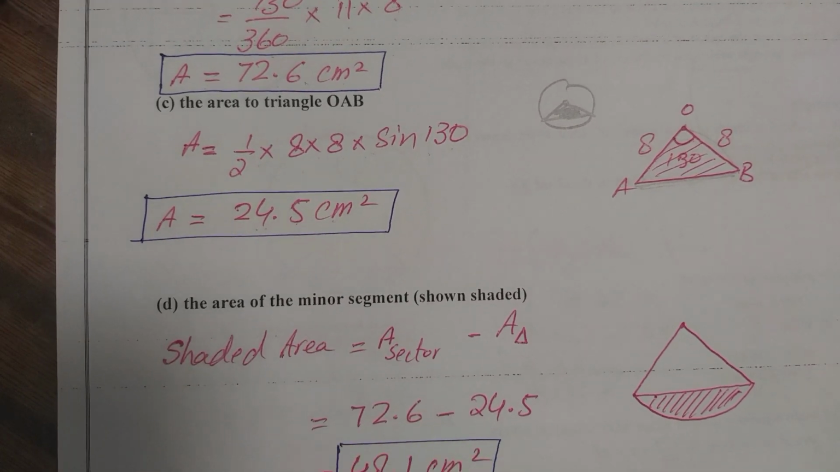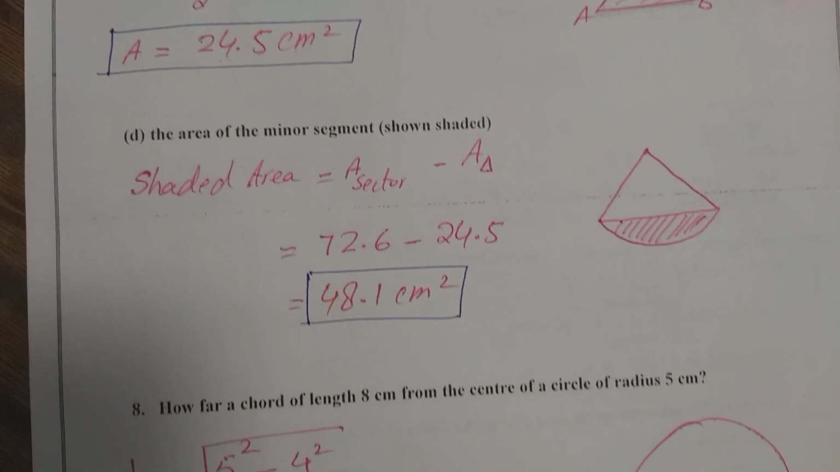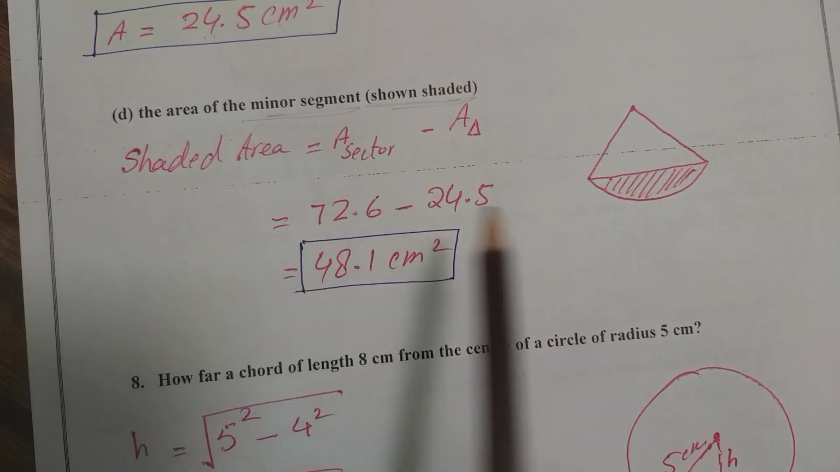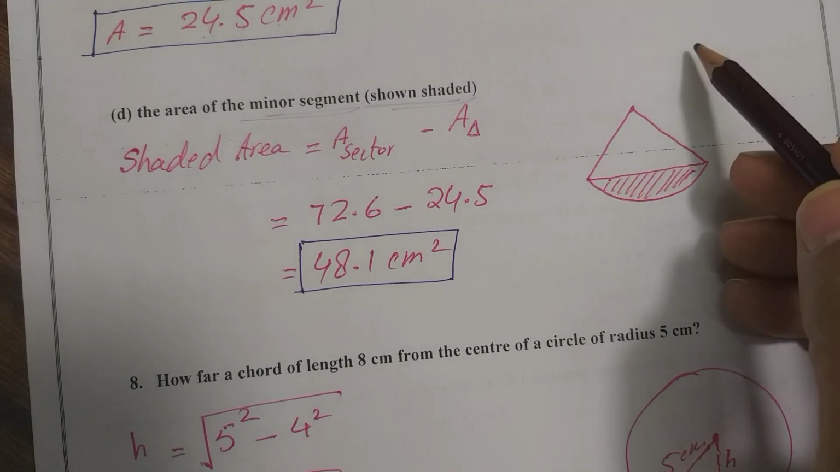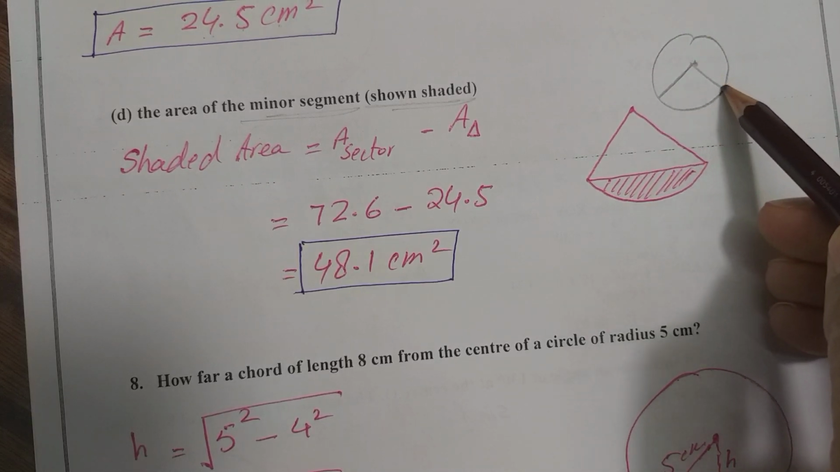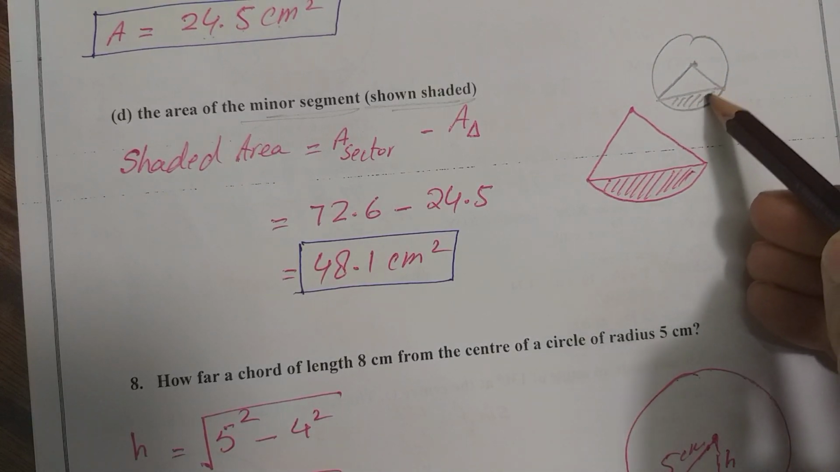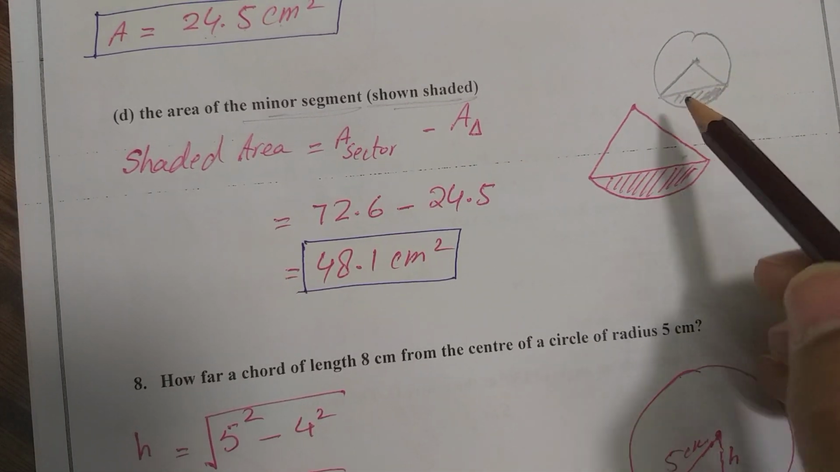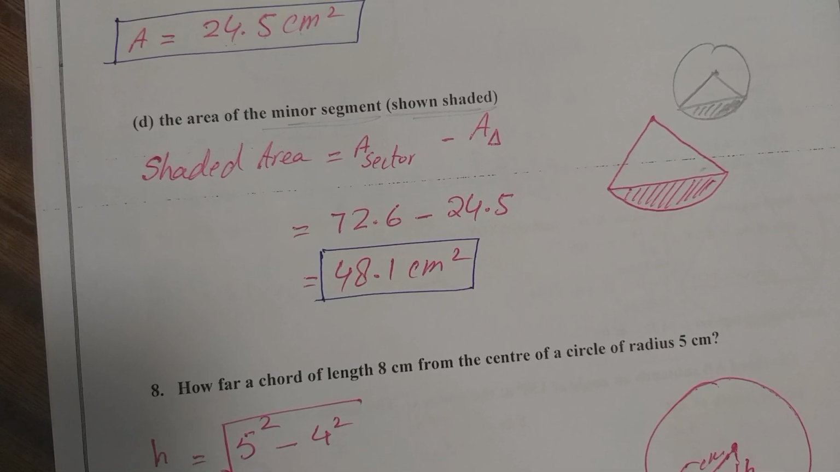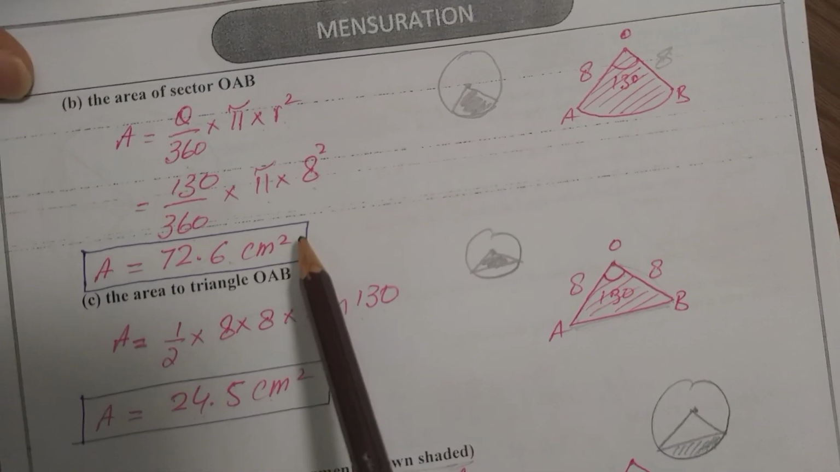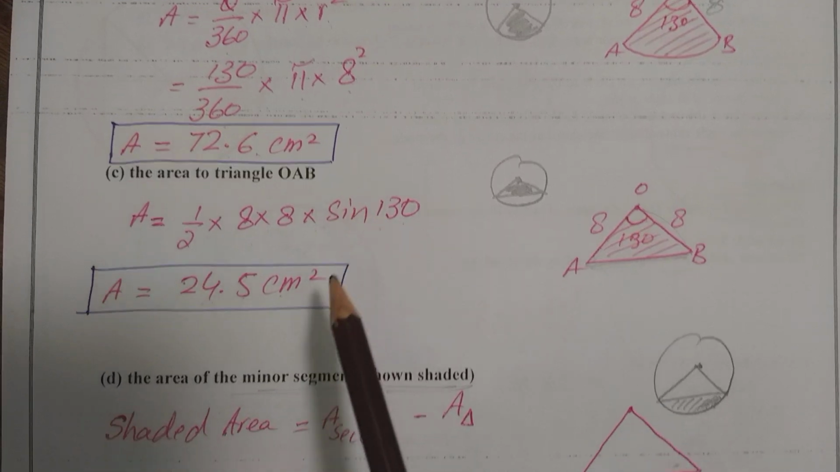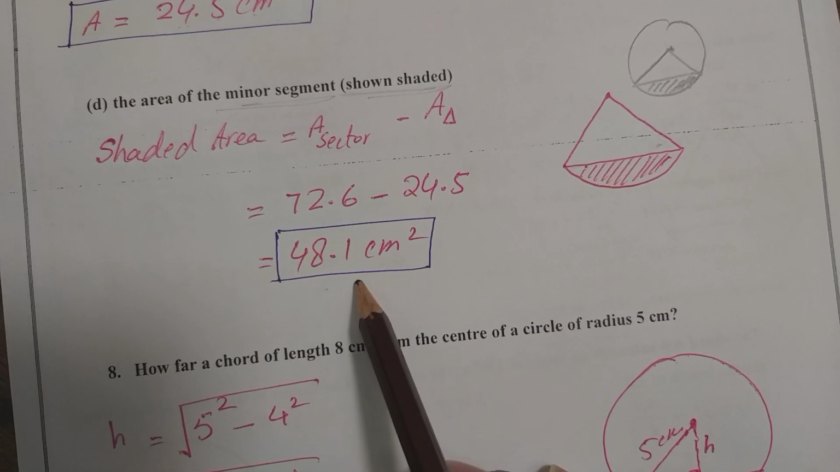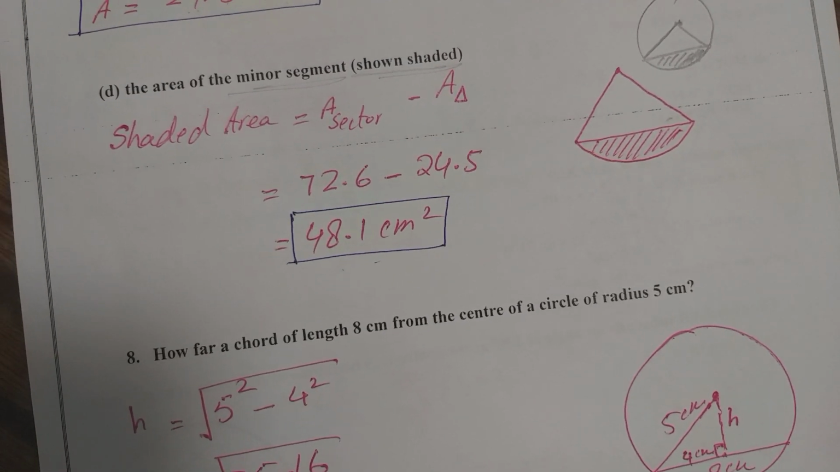centimeter squared. In the next part, he said find the shaded minor segment. So it means in the circle, this is the circle, and we know this is the triangle, so we need to find this part of the circle. So we found the triangle, and we found the area of the complete sector. So just subtract: this is the area of sector in the question, and this is the area of the triangle, and subtracting them, you find the answer, which is 48.1 centimeter squared.